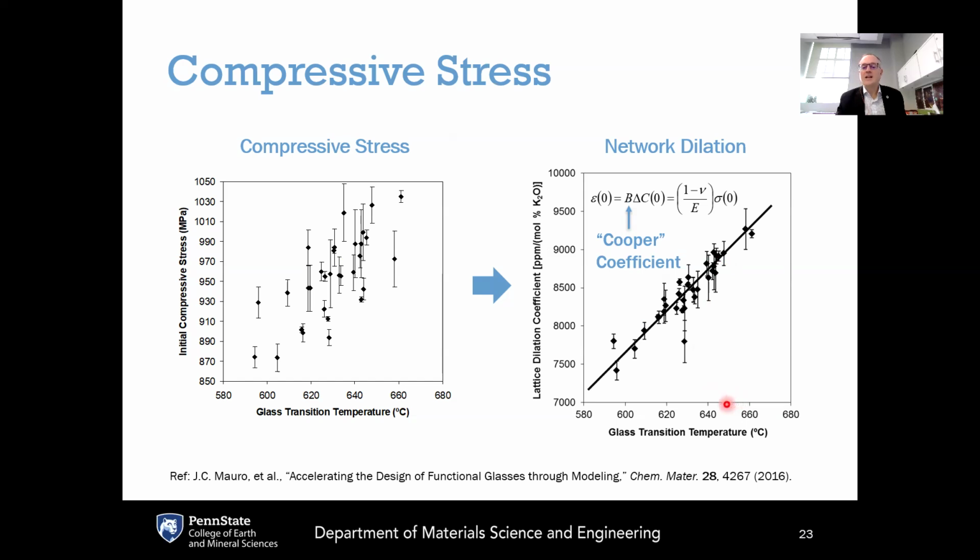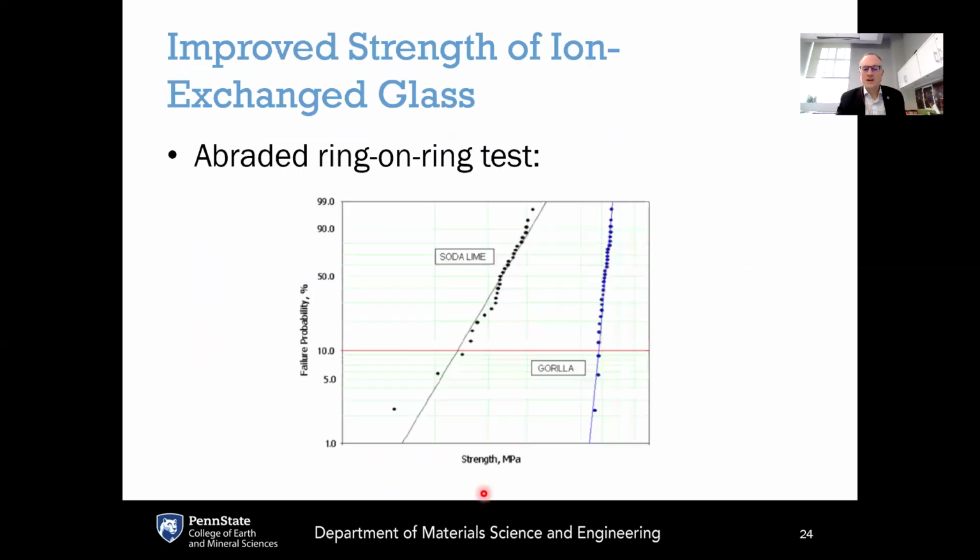And what this is indicating is that the same physics that governs the glass transition temperature, which is the underlying topology of the glass network, that topology of the glass network is also governing the Cooper coefficient and governing the strain response with respect to ion exchange. So if you're interested in learning more about that, you can read more at this paper that is referenced at the bottom, Accelerating the Design of Functional Glasses Through Modeling.